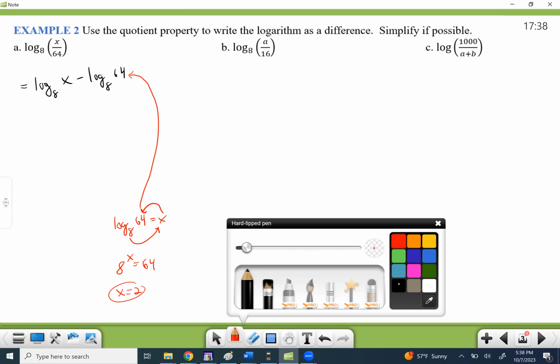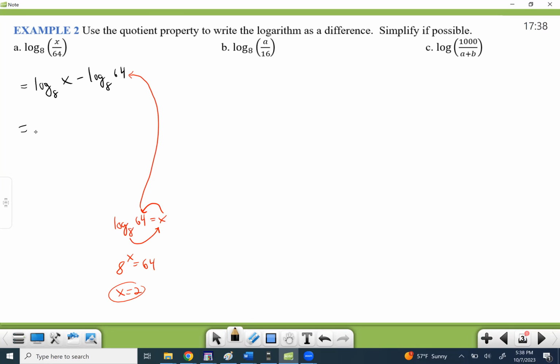So then we can rewrite this. It became a nice integer value. It's not some decimal that's going to make it uglier than it is. Then we're going to go ahead and write a 2 here to replace that entire logarithm. Okay, part B. Log base 8 of the top minus log base 8 of the bottom.